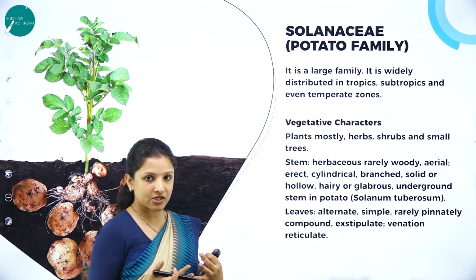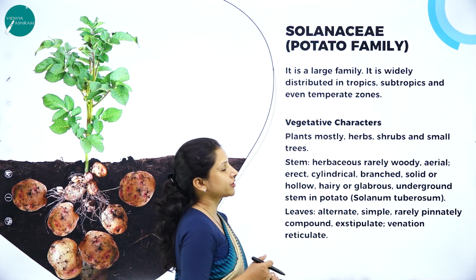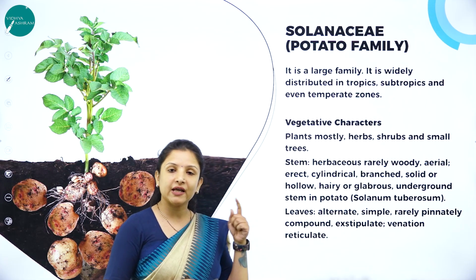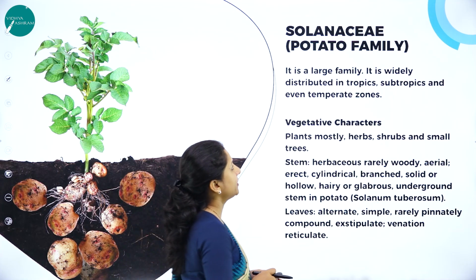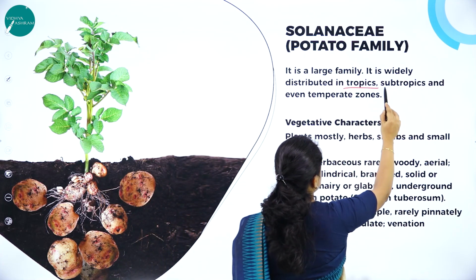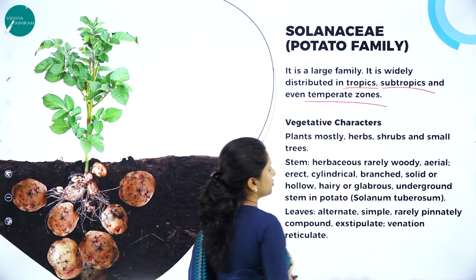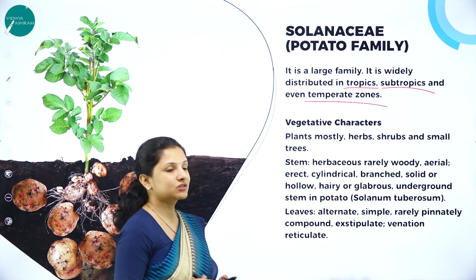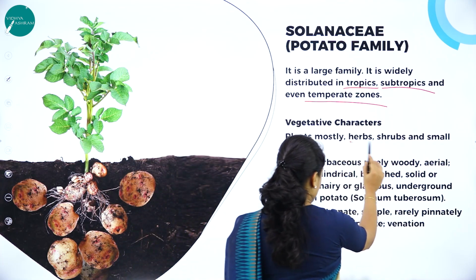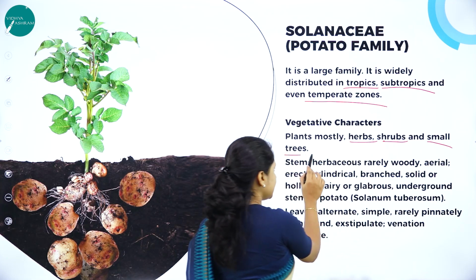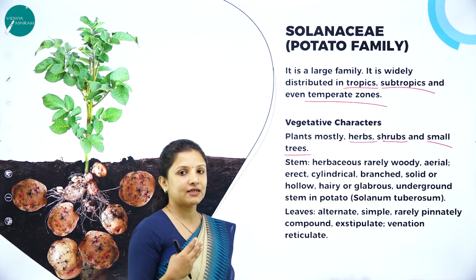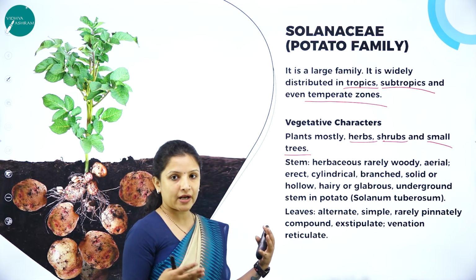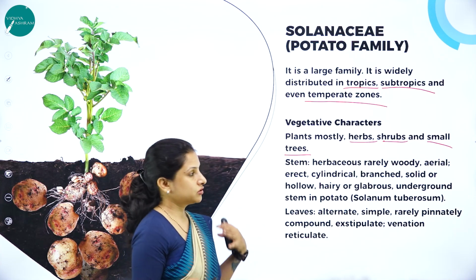So it is a very large family and it is widely distributed. So what is its habit? I told you, according to the rule, we have to start with the habit. It is found in the tropics, the subtropics and the temperate zones as well. And for the vegetative characters, the plants are mostly herbs, they can be shrubs and they can be small trees as well. So for example, potato is a herb, and brinjal, tomato, chili and all that are shrubs.